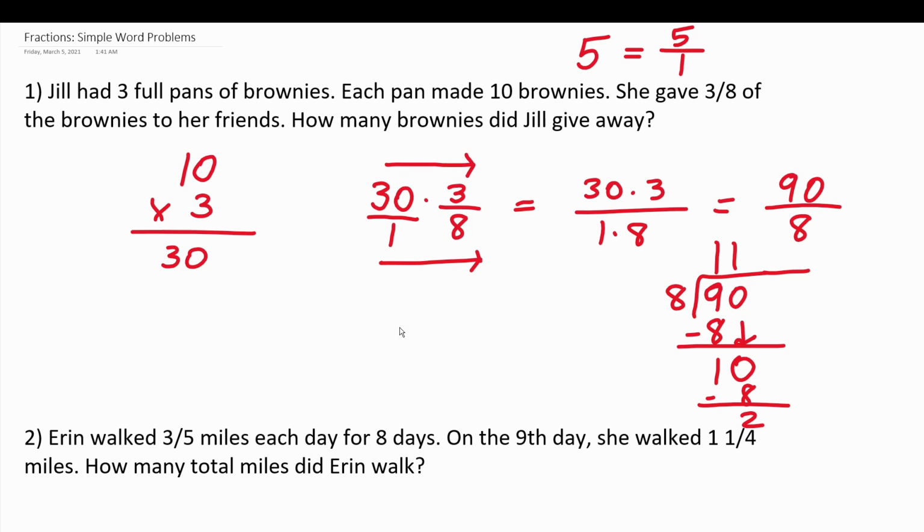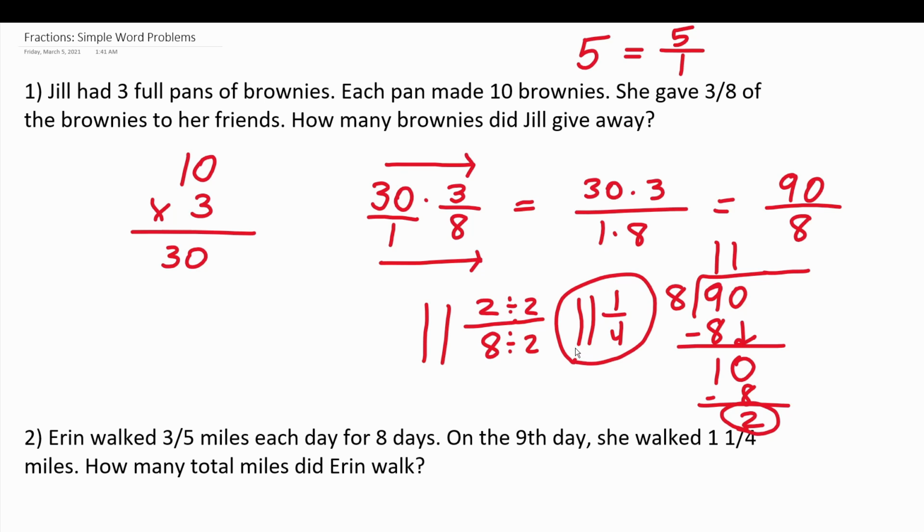So this 11 is going to be our whole number. Our remainder right here, 2, is going to be the numerator of our fraction here. And this 8 right here is going to be our denominator. And of course, we can reduce 2 8ths pretty easily, given that both 2 and 8 are divisible by a common factor of 2. So let's go ahead and do that. This becomes 11, and 2 divided by 2 is 1. 8 divided by 2 is 4. So the answer to this one is 11 1/4 brownies.